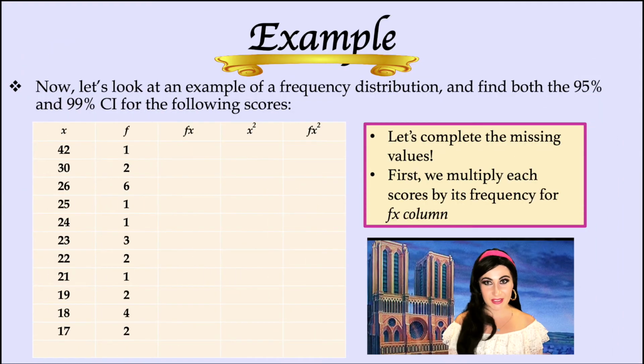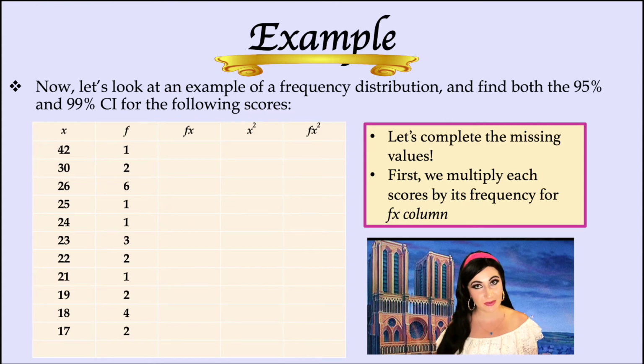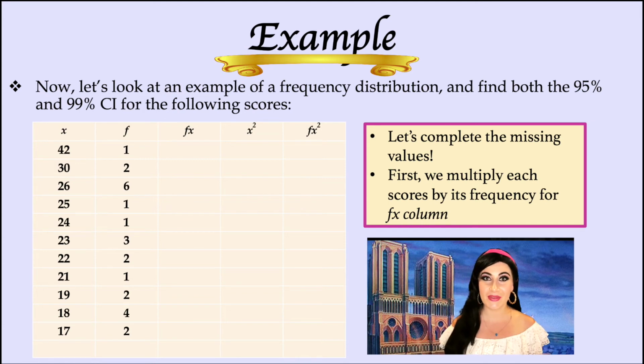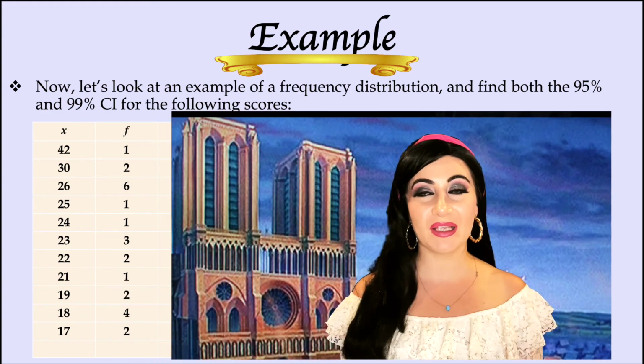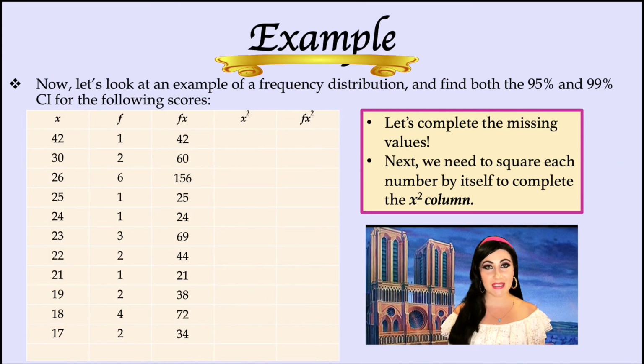Because we have frequency, we know that we're going to have an f of x column. When we add up the f of x column, we're going to divide the sum of the f of x column by n to calculate our average. So let's go ahead and do that. Once you multiply each score by its frequency, this is what you should have in your f of x column.